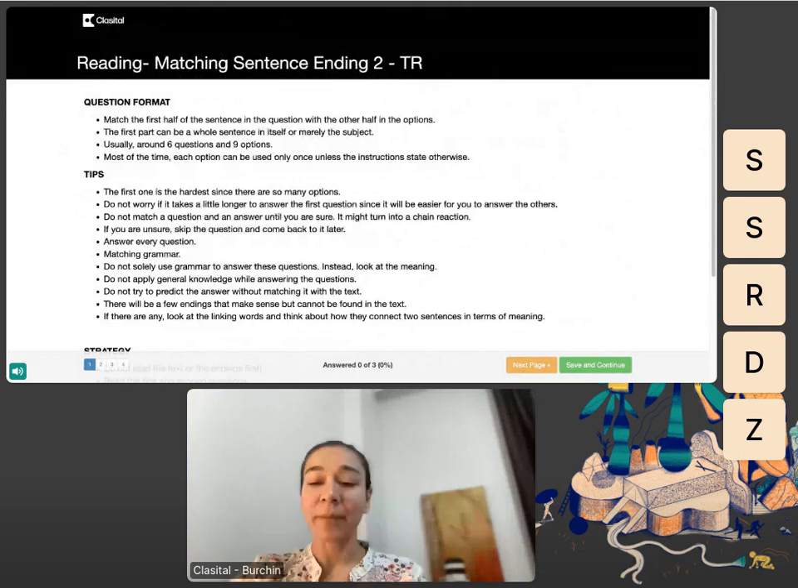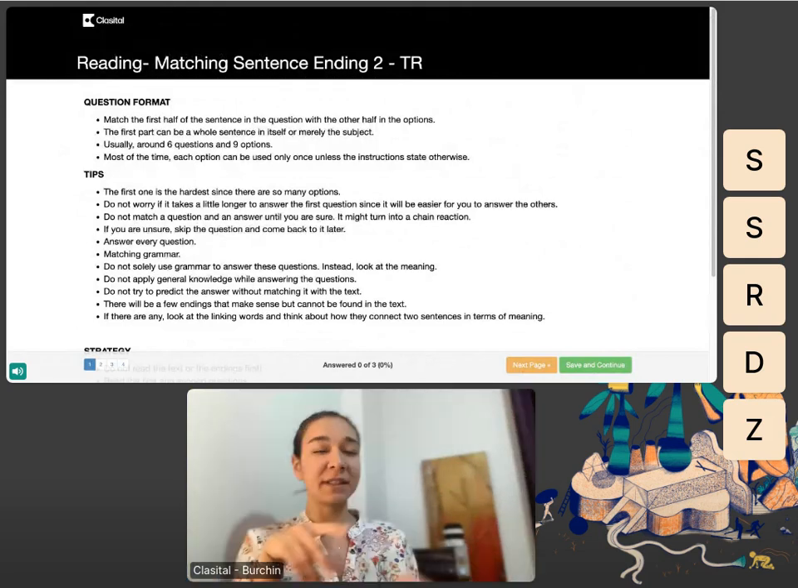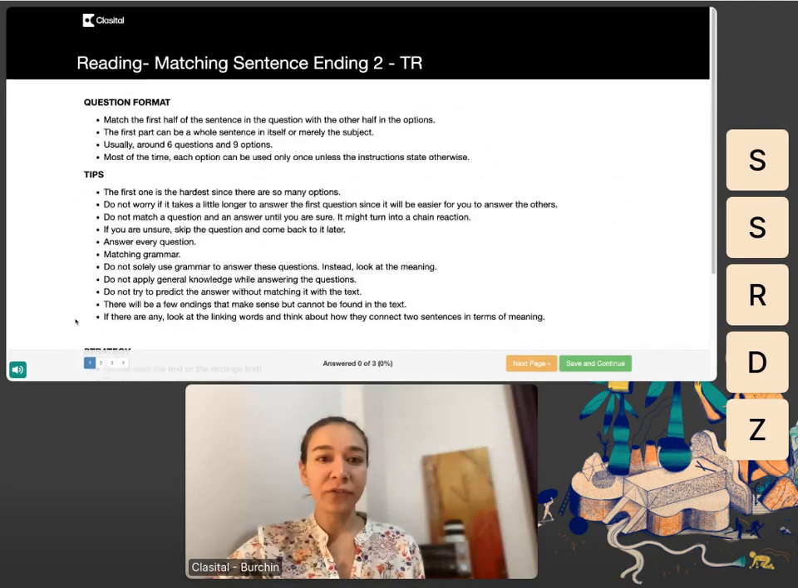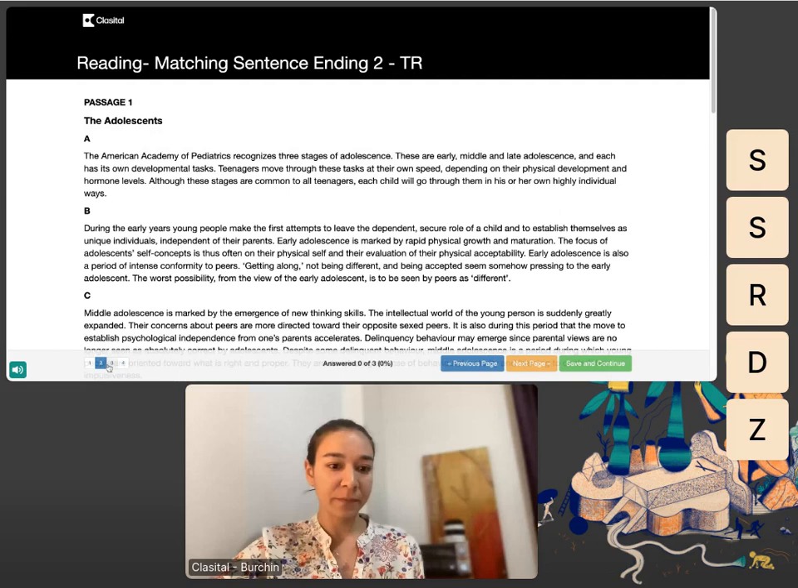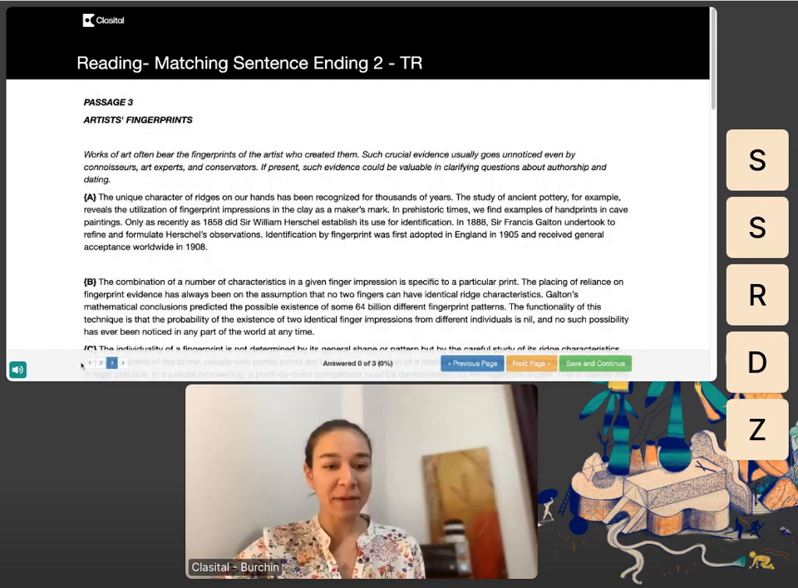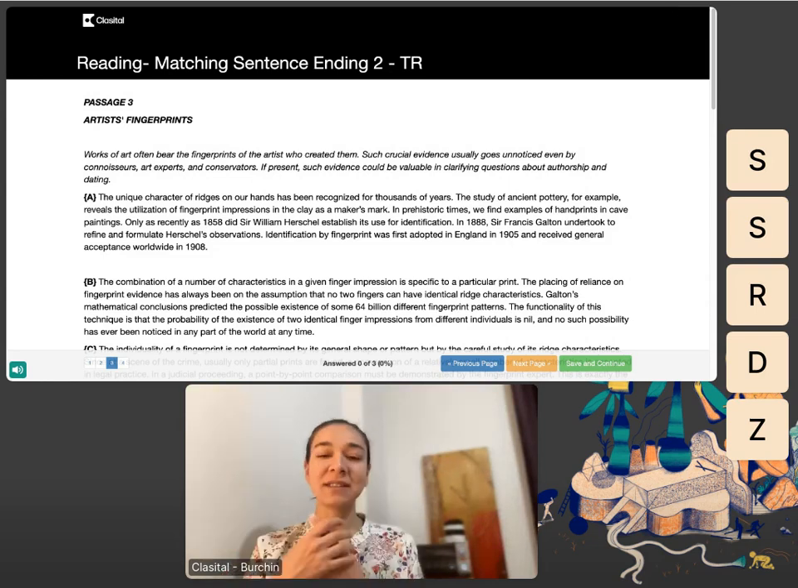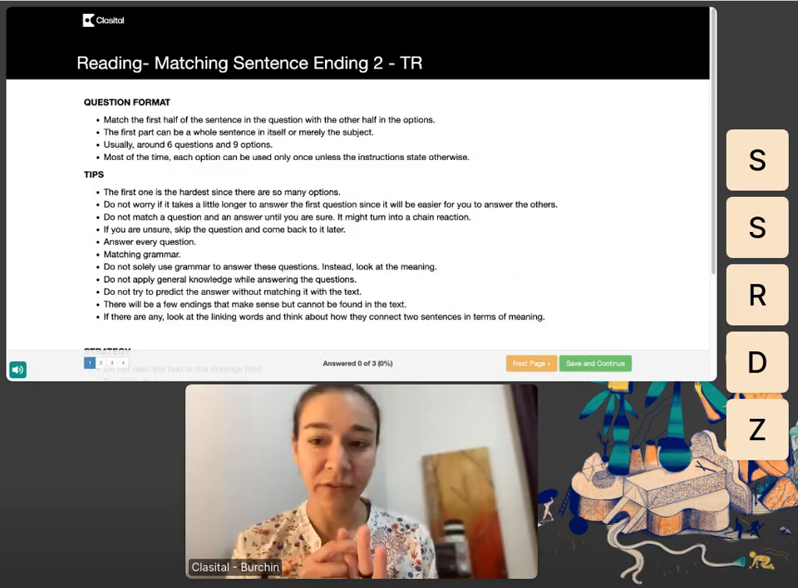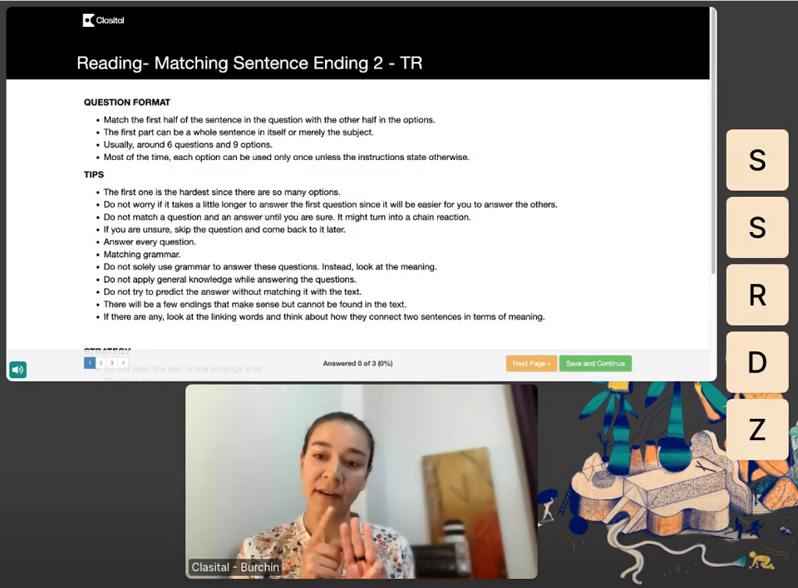First, I'm going to share with you some tips, strategies, and how we will solve this question type. Then I have some passages for you, one from section 1 and one from section 2. Yes, passage 1 and passage 3 questions. As you may know, we have 3 reading passages in the IELTS reading. The first one is the easiest one, and they are getting harder as you proceed in the text. So the first one is the easiest. The third one is the most difficult one.